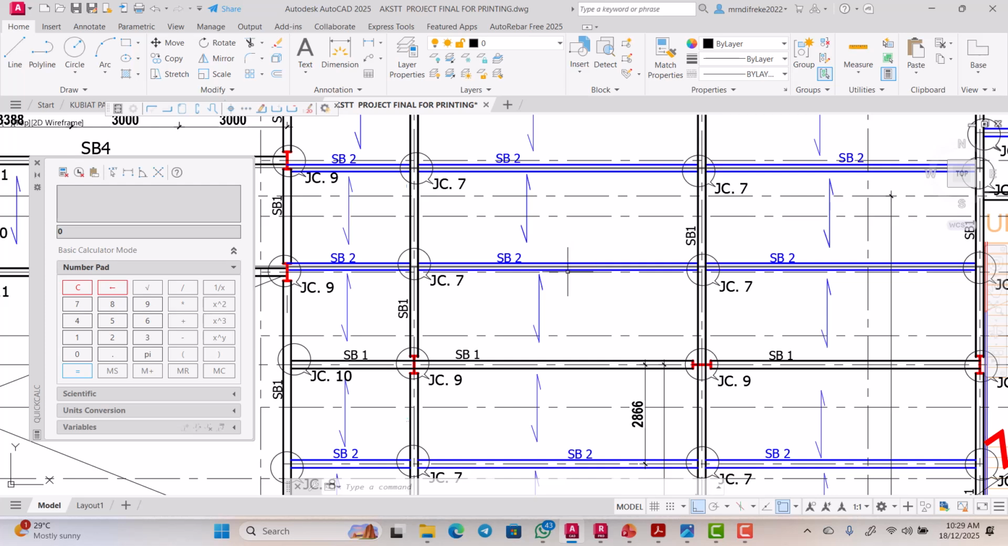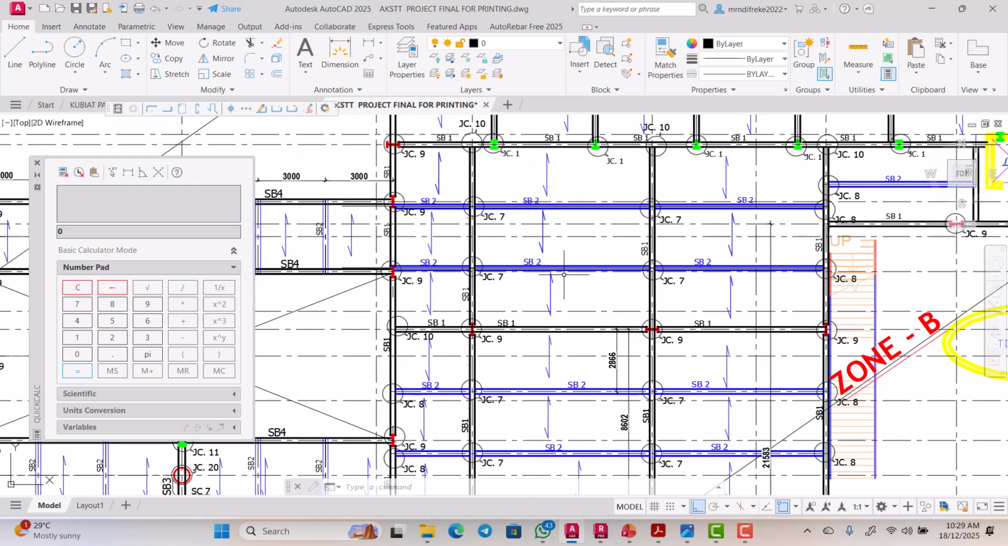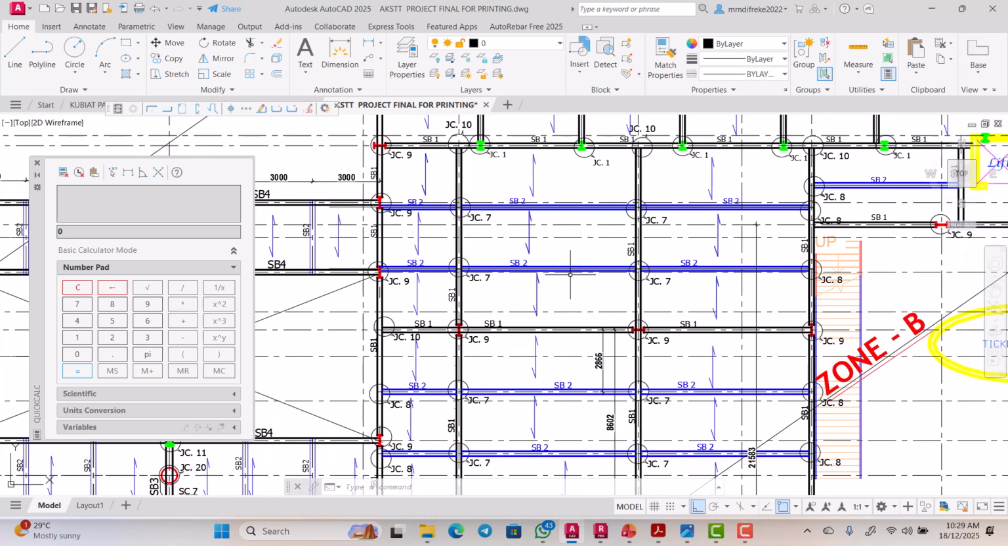So meaning that we can design this as a steel composite beam. We can as well design this as a restraint beam. So meaning that the primary beam is usually designed as an unrestrained beam, while the secondary beams are usually designed as restrained beams.